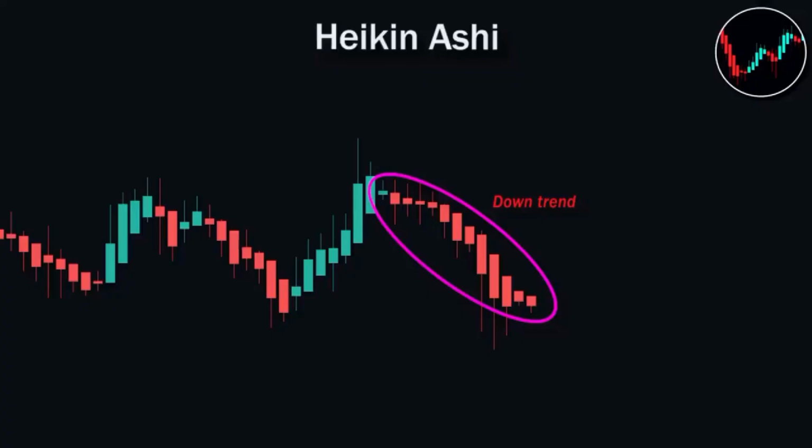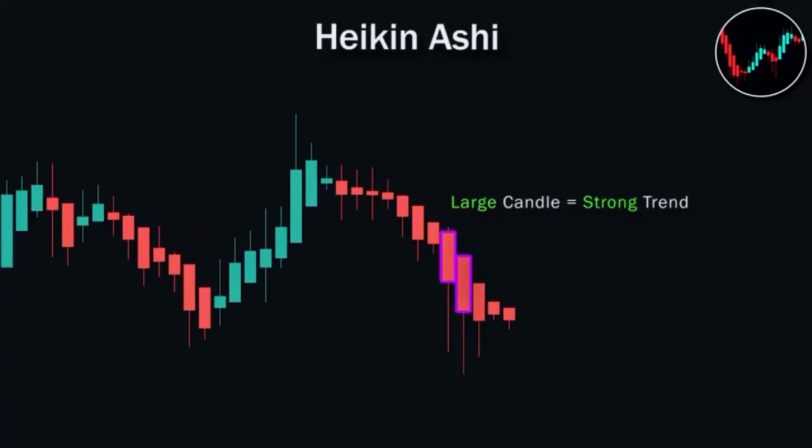The size of the candle's body also indicates how strong a trend is. The larger the candle, the stronger the trend. Keep in mind that the Heikin Ashi only acts as an indicator. It does not display the real market price.